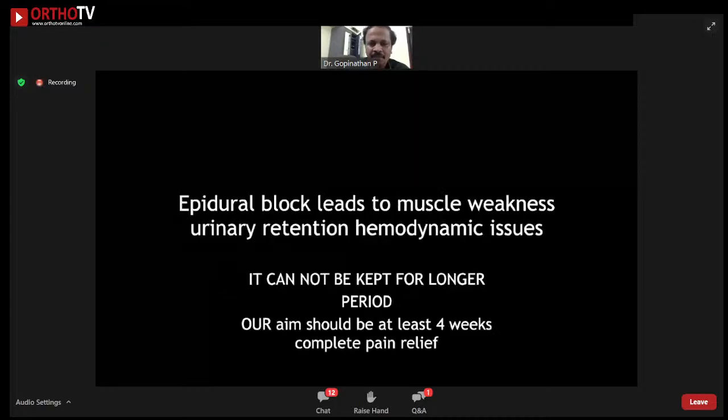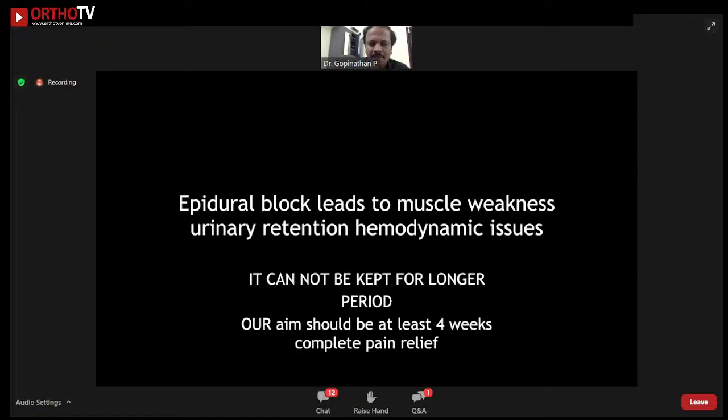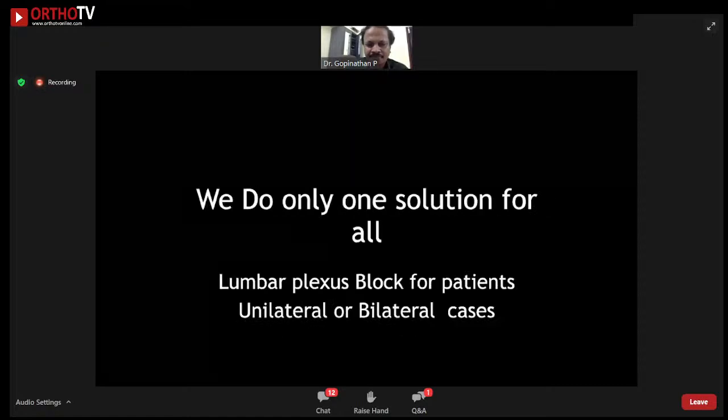Epidural blocks lead to muscle weakness, urinary retention, difficult mobilization, and hemodynamic issues, and they cannot be kept for a longer time. Our aim should be to have pain relief, the complete pain relief, for at least up to 4 weeks after a TKR. So we have only one solution for all.